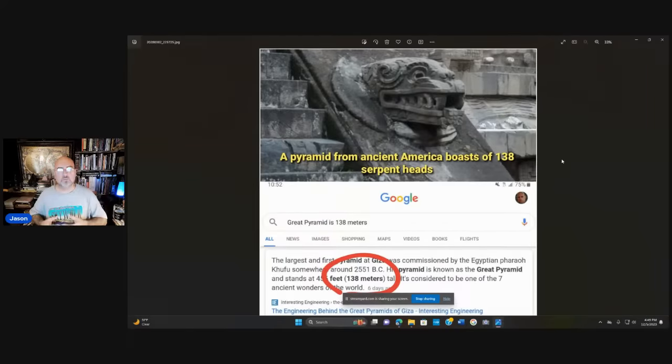Their belief systems were incorporated into their architecture. Here in Mexico, we find a pyramid that has 138 dragon heads. Here it is. Serpent heads. Yeah, it's called serpent heads.